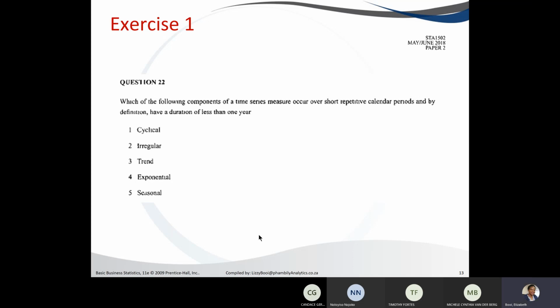Okay. This is your question. Which of the following components of a time series occurs over a short period, is repetitive in a calendar period, and by definition has a duration of less than a year? It happens over a short period and has a duration of less than 1 year.